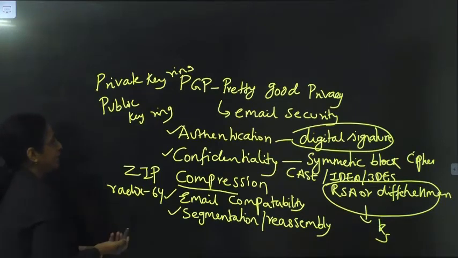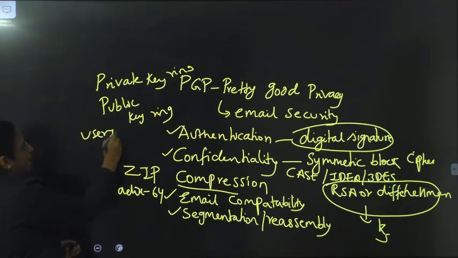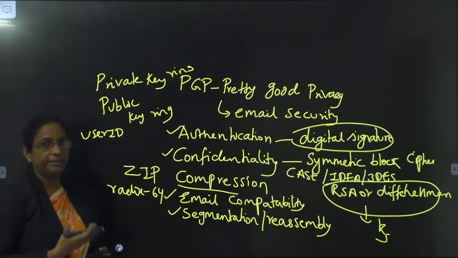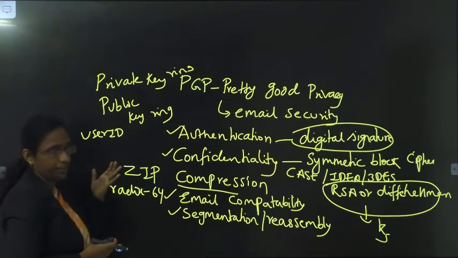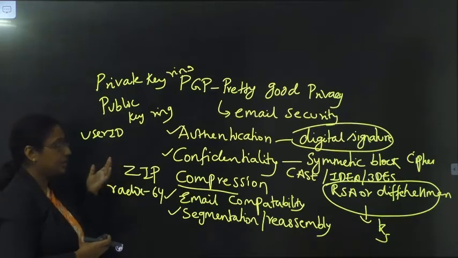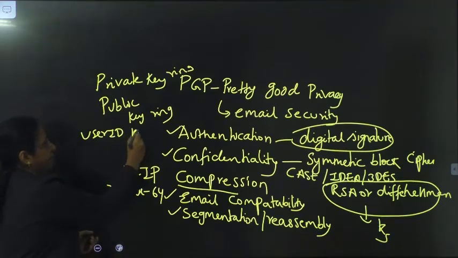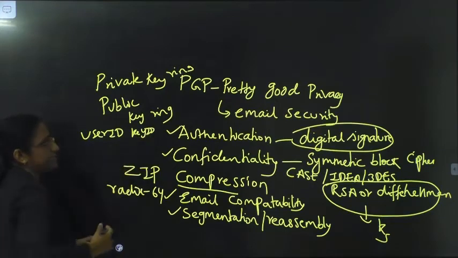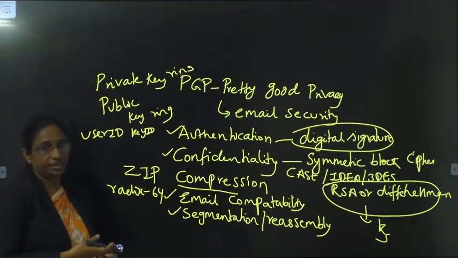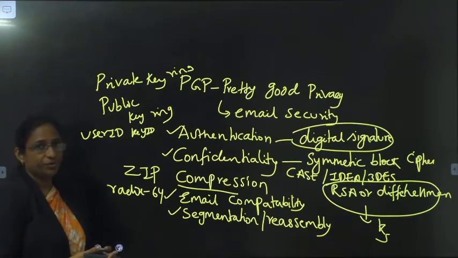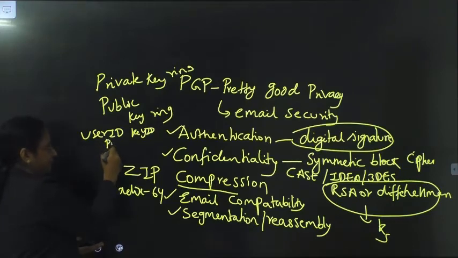The private key ring consists of fields like user ID. The user ID will have the email address of the entity whose information we are storing, so that person's user ID will be stored. Similarly, we will have a key ID, where the key ID is the least significant 64 bits of your public key. And similarly, we will be storing the public key also.